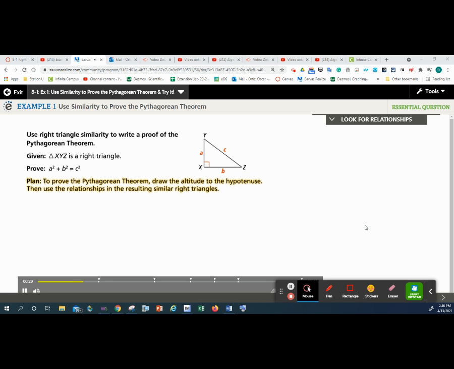Plan. To prove the Pythagorean theorem, draw the altitude to the hypotenuse. Then use the relationships in the resulting similar right triangles. So the altitude is the perpendicular segment that goes from X and intersects YZ, making a right angle. So that is a segment that is perpendicular.